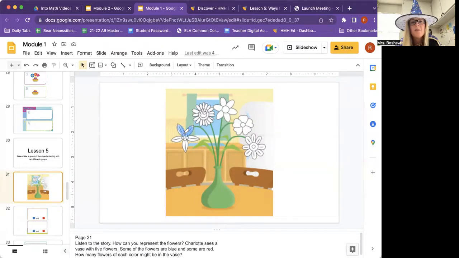Here we go. Some are blue. You can color as many as you want to be blue. Blue flowers are pretty. All right, so I colored 2 of them blue. And some are red. So I'm going to color the rest of them red because they all are either blue or red. So you have to make sure you color them all, okay? And you don't have to take a lot of time to color. But why don't you pause this while you color?